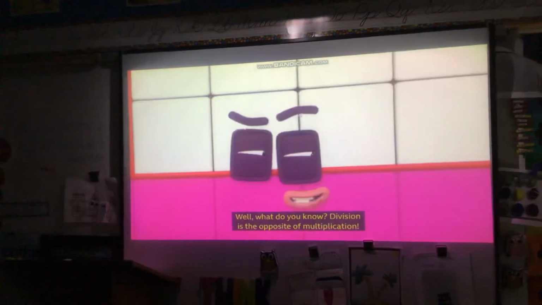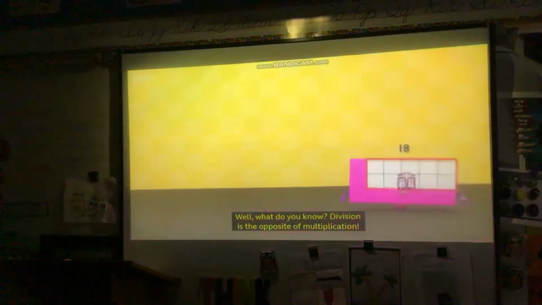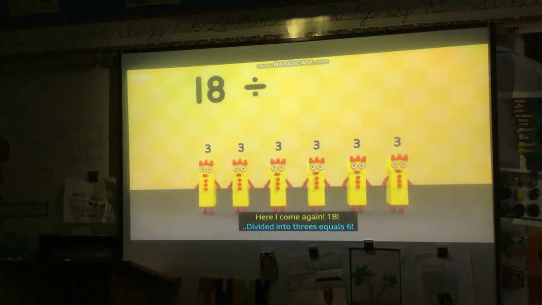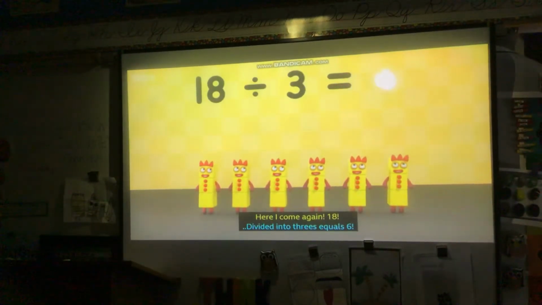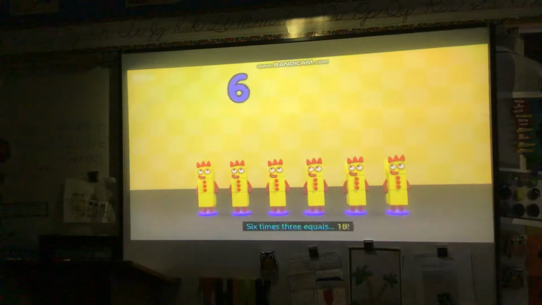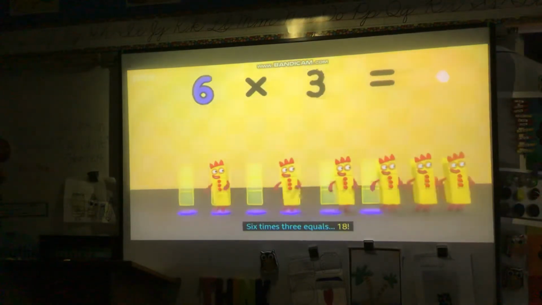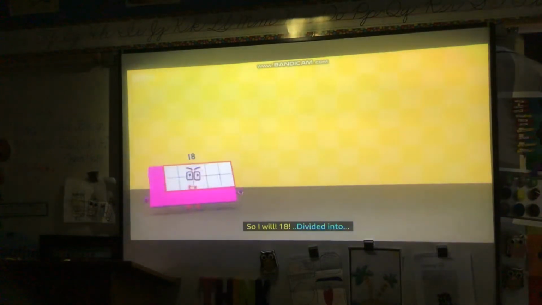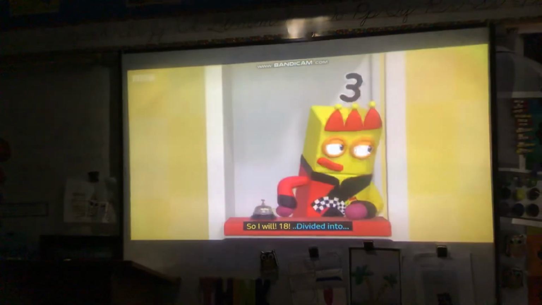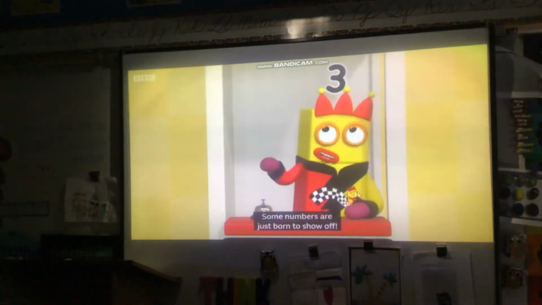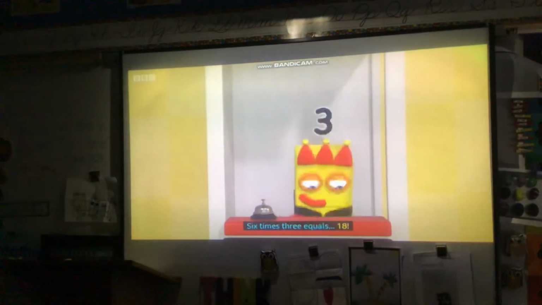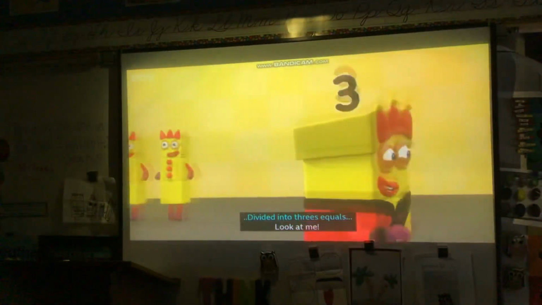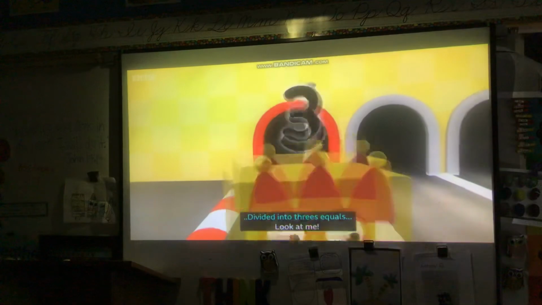Oh, what do you know? Division is the opposite of multiplication. Here I go again. 18 divided into threes equals 6. 6 times 3 equals 18. I could do this all day, so I will. Some players are just born to show off. 6 times 3 equals 18. Look at me!